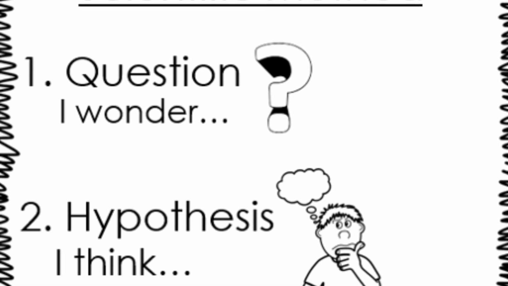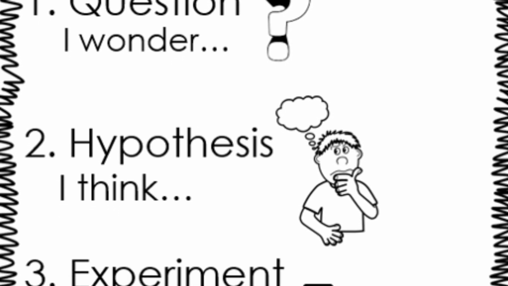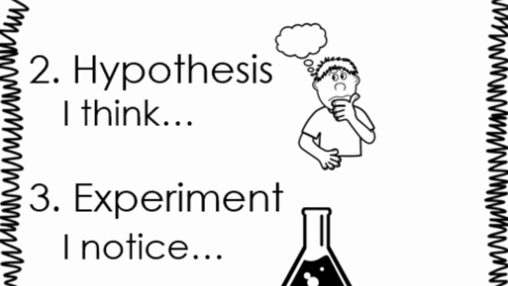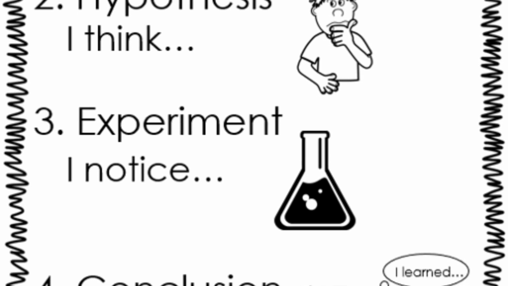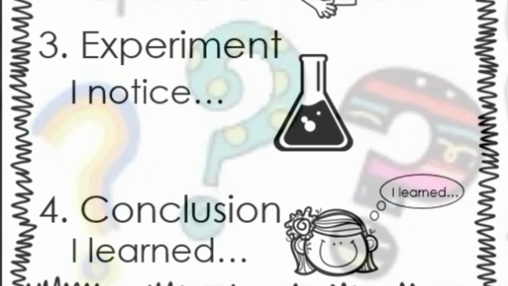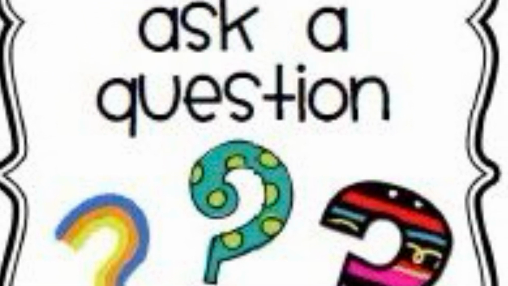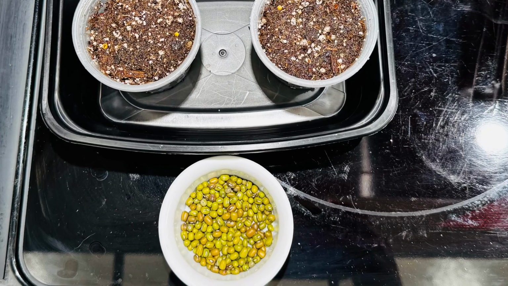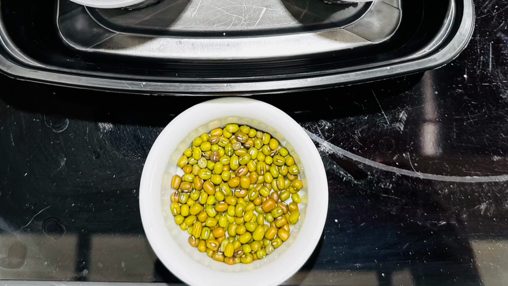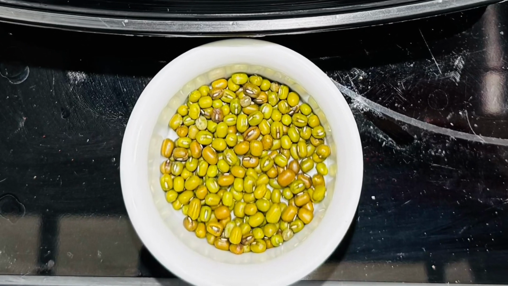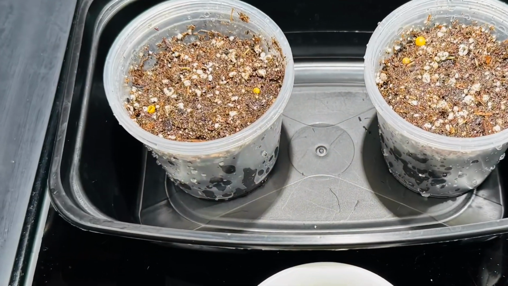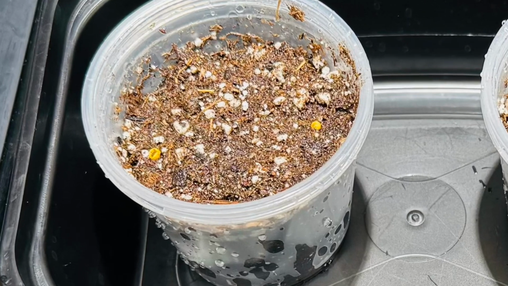As a scientist, there are steps we need to follow to have a very successful experiment. First, we need to ask a question. My question is, will seeds sprout and grow in the sunlight and the darkness?